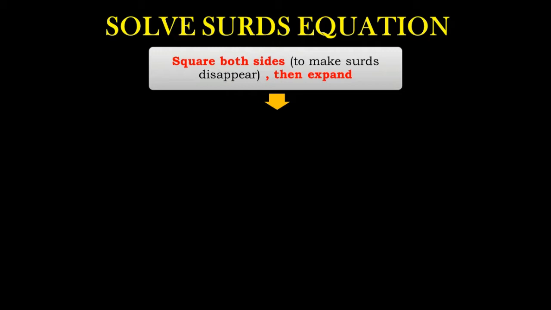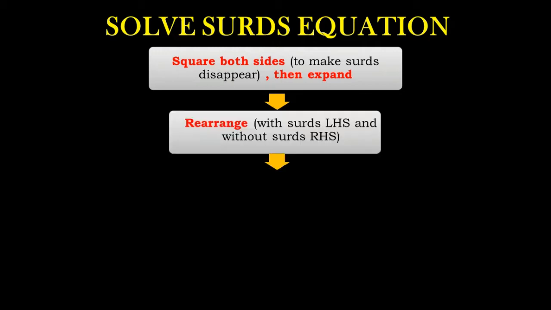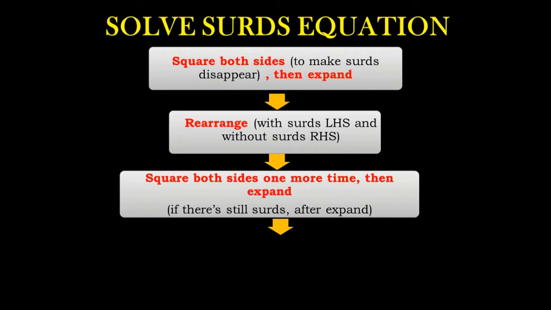Okay, bila kita square both sides, biasanya bila kita expand, surd akan hilang. And then rearrange. Okay, kita susun balik yang ada surd dekat belah kiri, left hand side, and yang tak ada surd dekat belah kanan, right hand side. Next, bila kita dah expand, still ada surd. Okay, so we need to square both sides one more time and then expand again. Okay, kita square both sides sekali lagi, lepas tu kita expand. Biasanya surd tu akan hilang lah.